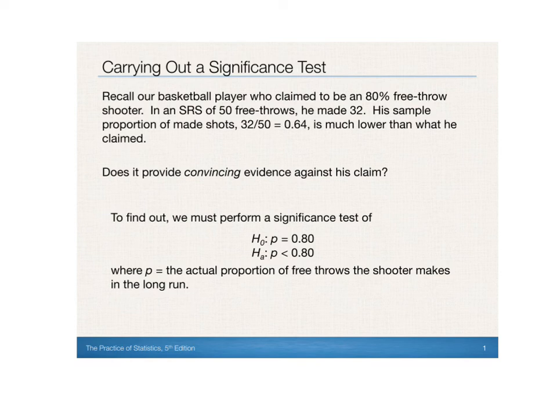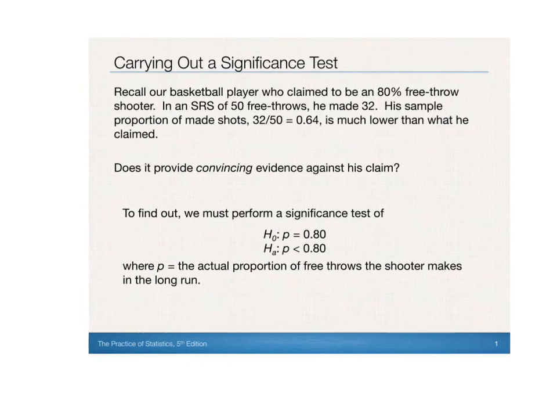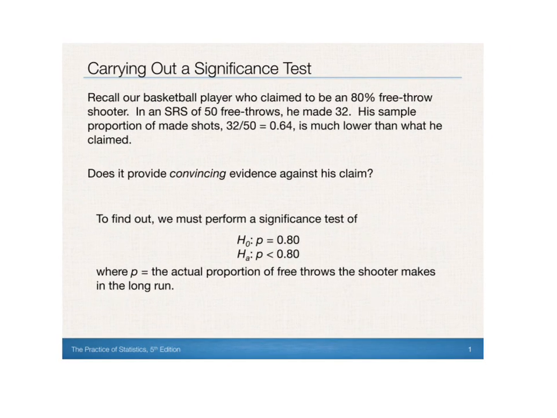p stands for our true proportion, our population parameter. Out of all of the free throws he's shot, he's an 80% free throw shooter. Okay. So what we want to do is start our problem by stating our hypotheses and defining what p is. That's the first step for a significance test.